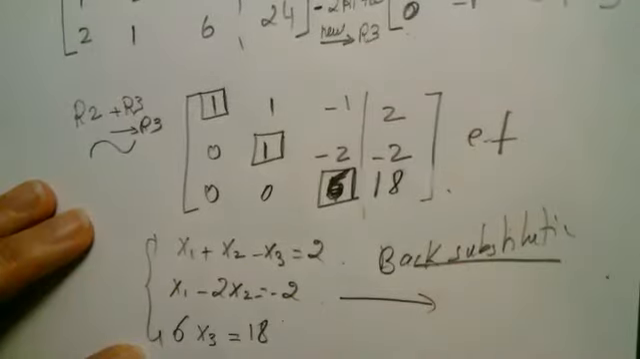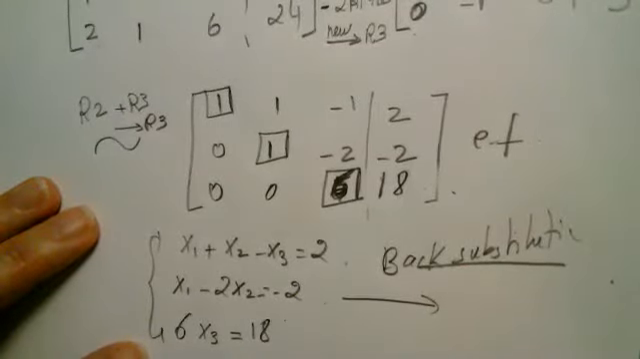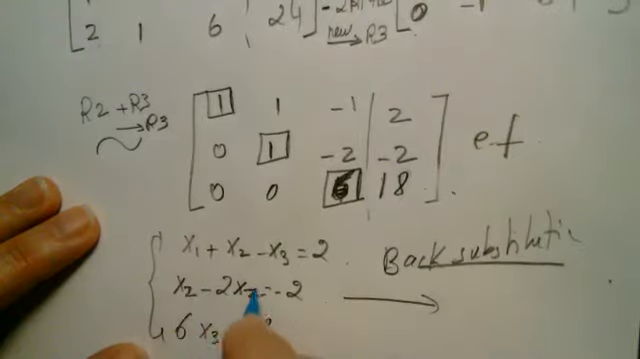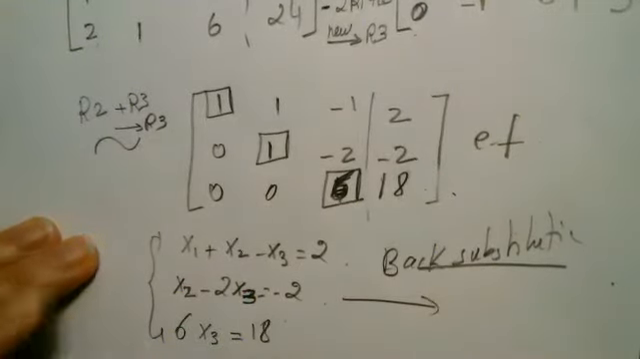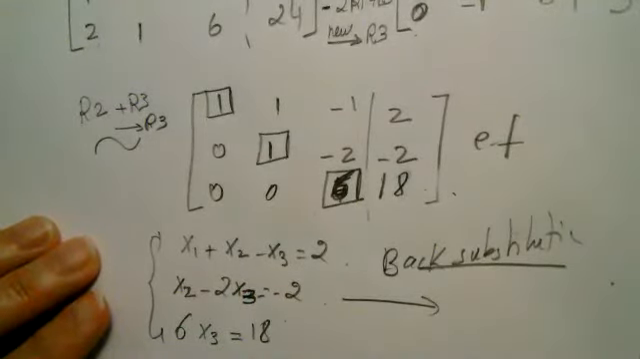Excuse me, for the system, for the second line, shouldn't it be x2 minus 2x3? Very good. Thank you very much. All right. So now let us solve.